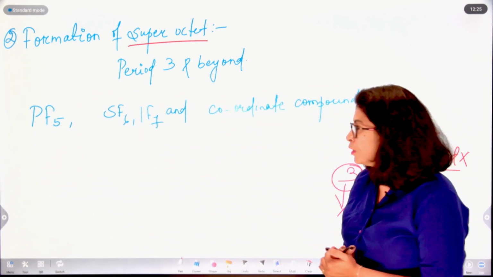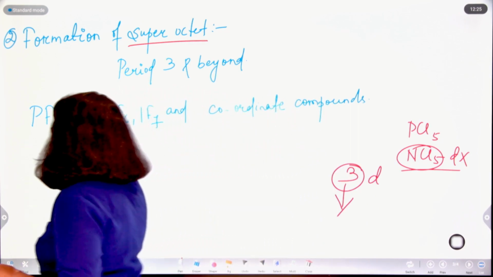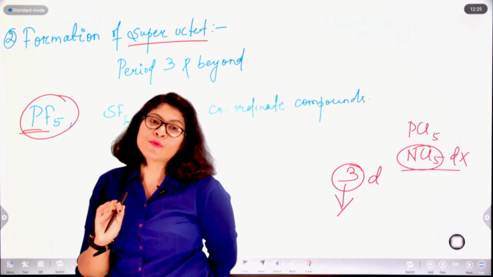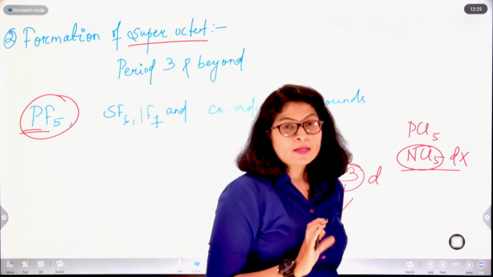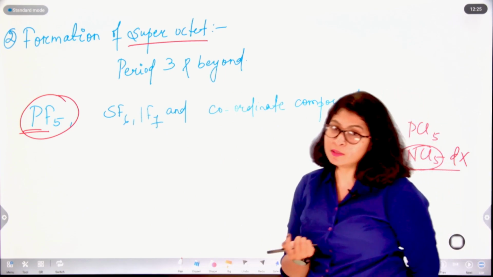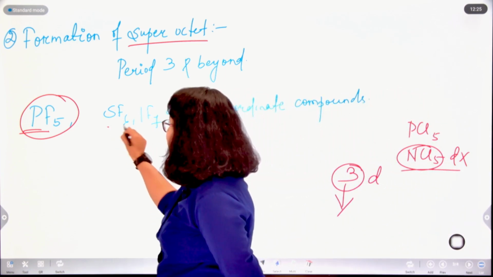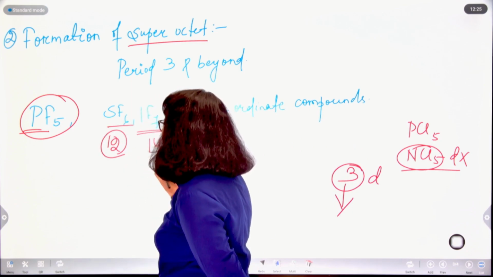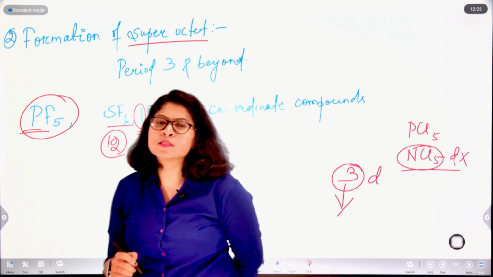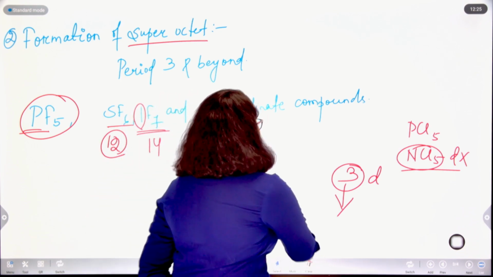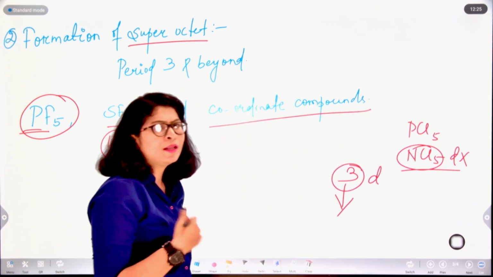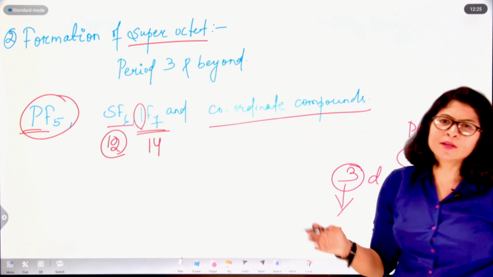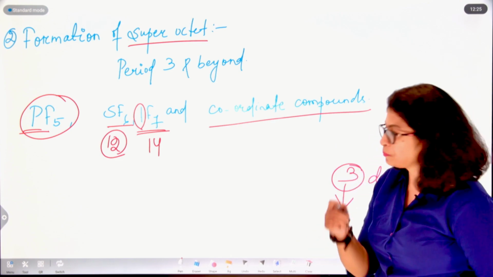If we take the example PF5, phosphorus is the central atom and around phosphorus 5 fluorine bonds are there. That means 10 electrons, obviously more than 8. In case of SF6, 12 electrons around it, IF7, 14 electrons around iodine. You will see this very evident in many coordination compounds, which you will learn in further lectures. In the chapter on coordination compounds, you will see the majority of them do not obey the octet rule.